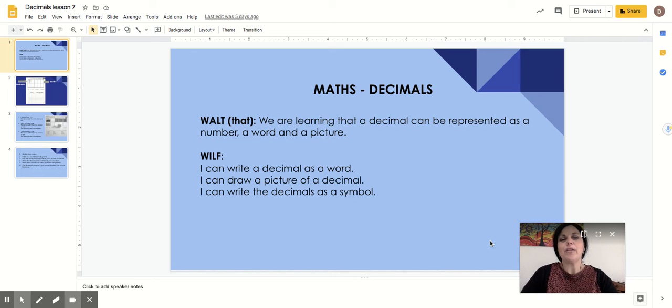Hi everyone, today we're learning about decimals. We are learning that a decimal can be represented as a number, a word and a picture. And our learning goals today are: I can write a decimal as a word, I can draw a picture of a decimal, I can write the decimals as a symbol. And today we're going to be playing a decimat game.